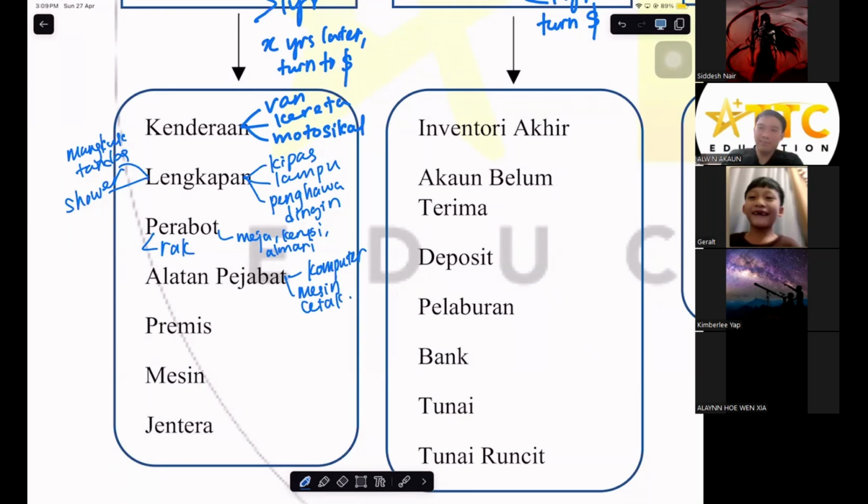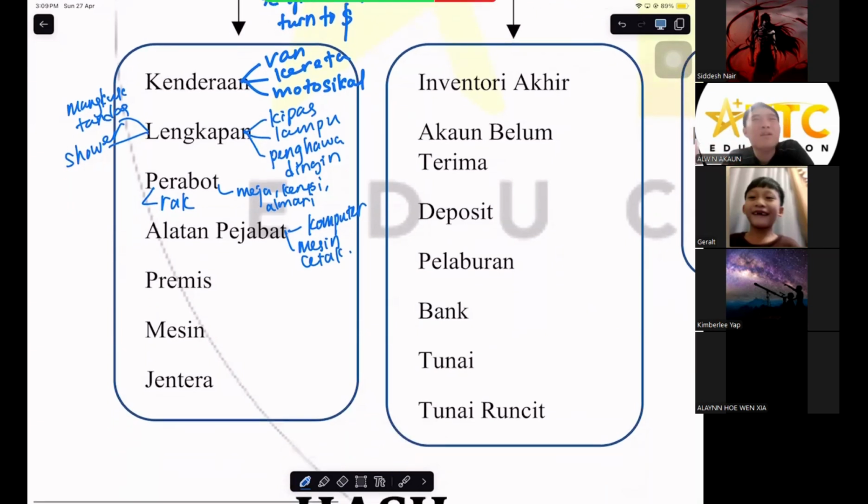The paper shredder thing, very seldom to see, or almost never see, unless I create one question that has penghisar kertas. What's that? Some kertas thing to shred off, to cut off the paper. Okay, normally the ones you see in exam are these four.